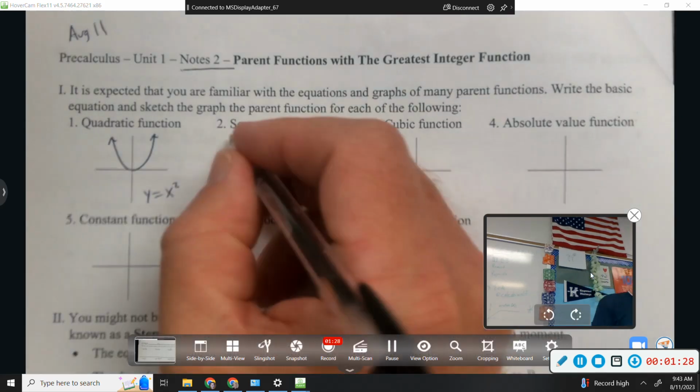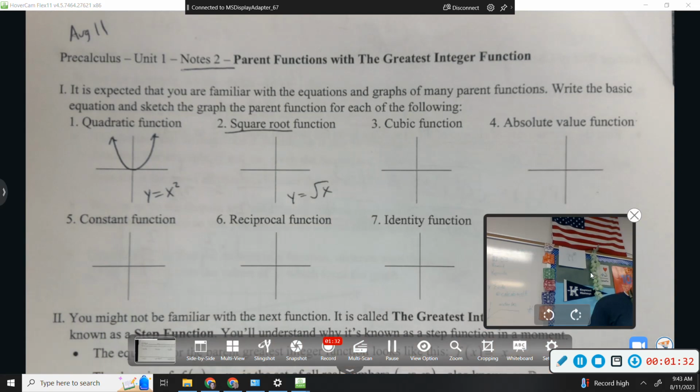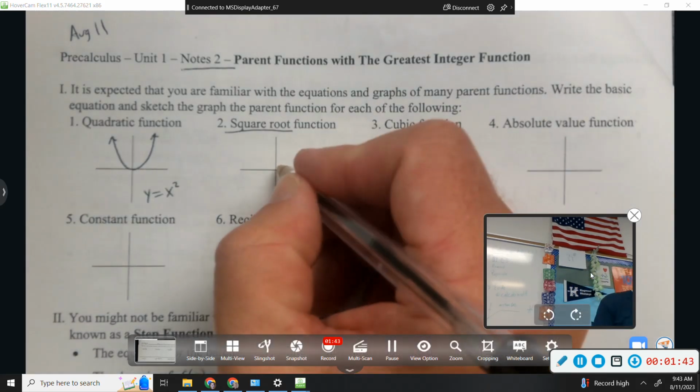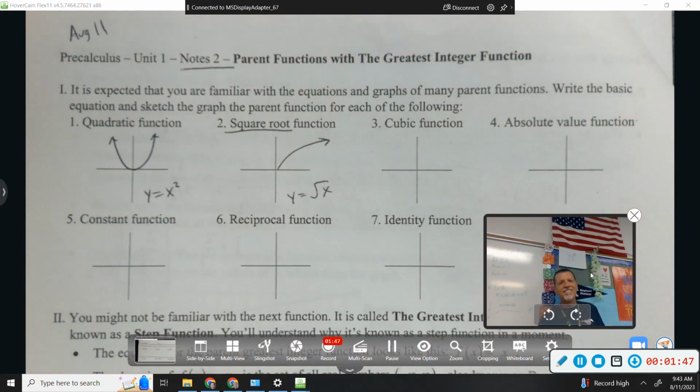Square root, well, that's nice when the name tells you what the equation is. So square root of x. Somebody want to trace that out with their hand in the air, what the square root looks like? Okay, good. It looks like a square root symbol. I guess, kind of, maybe. With the y-axis. Yeah, I guess. Okay, I guess so. This and this.